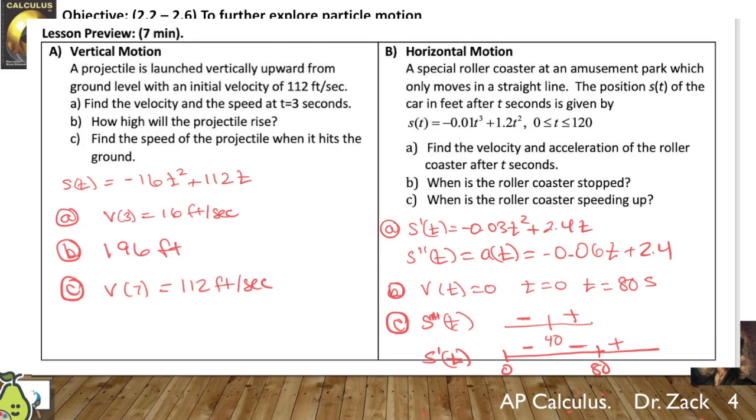So check your answers on the preview. Do look at part C on question B. The speeding up, there are actually two parts in which we're speeding up because remember, your velocity and acceleration have to have the same sign, and that occurs between 0 and 40 and from 80 to 120 seconds. So we're speeding up on the interval 0 to 40 and 80 to 120.